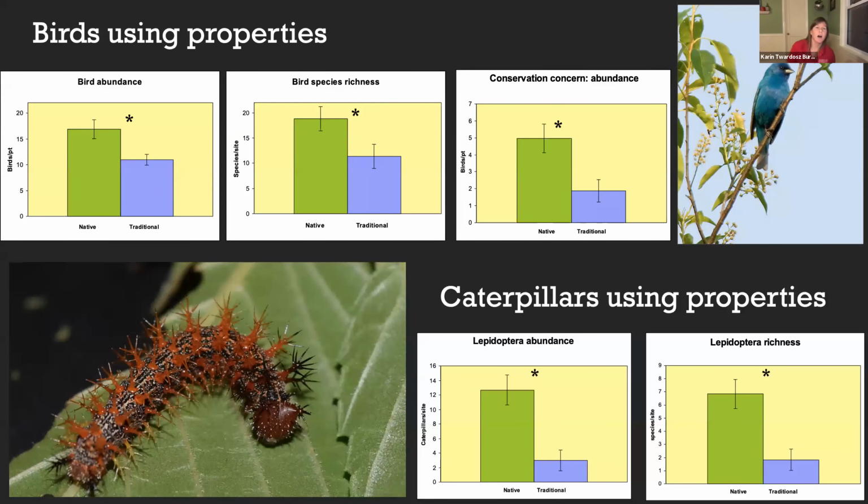For birds, there was a very similar pattern. So higher bird abundance and richness on native properties, and importantly for me, higher numbers of birds of conservation concern. And I think part of the reason for this is that these birds are often insectivores, and it was the insectivorous bird species that responded most strongly to the native landscaping.